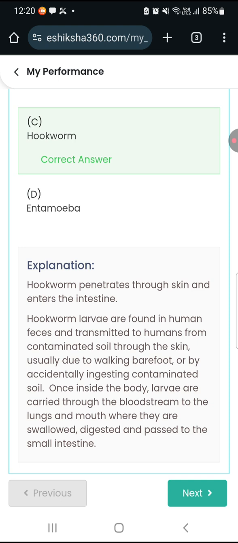Hookworm larvae are found in human feces and transmitted to humans from contaminated soil through the skin, usually due to walking barefoot or by accidentally ingesting contaminated soil. Once inside the body, larvae are carried through the bloodstream to the lungs and mouth, where they are swallowed, digested, and passed to the small intestine.